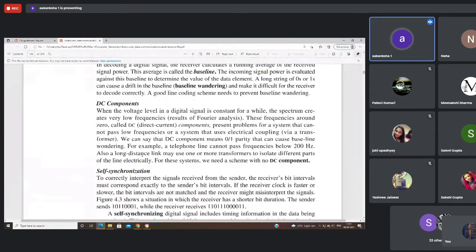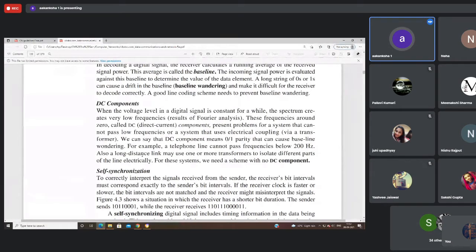Having a DC component for digital signaling will mean that it will be of almost zero frequency or low frequencies, which may be blocked by the transmission media or your electrical signaling system. Now, one more problem with DC components is 0-1 parity, because if you have baseline wandering, which we discussed yesterday, then we may interpret one due to some electrical spikes and electrical coupling. Suppose some electrical signal is being passed through the transmission media, coaxial cable, the bit may be represented wrongly because of some sudden spike in the electrical signal.